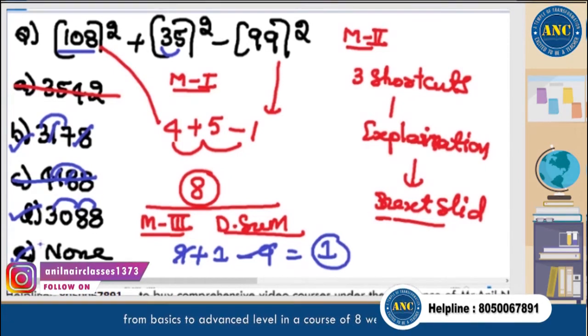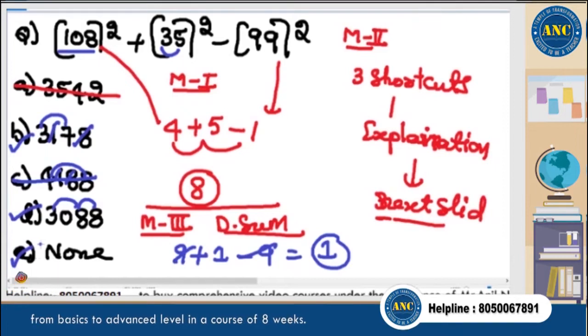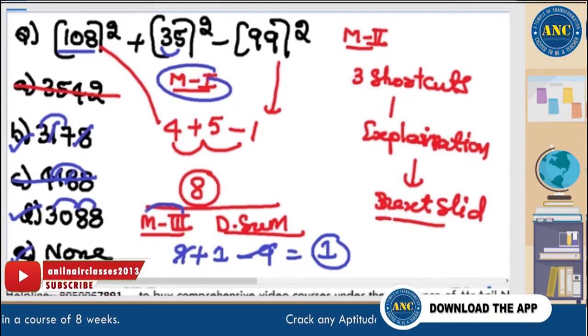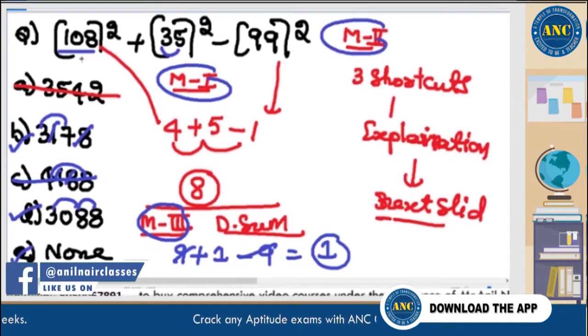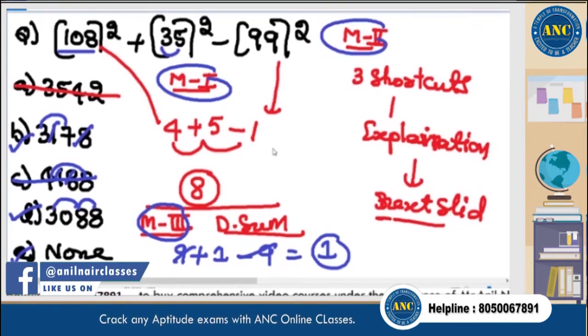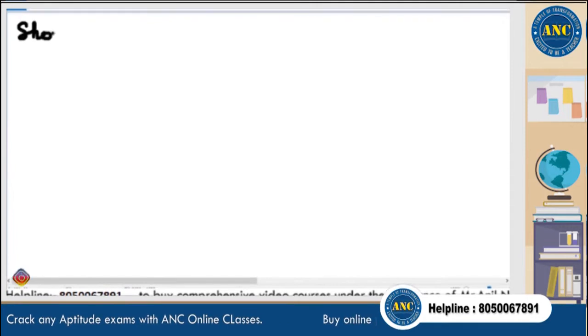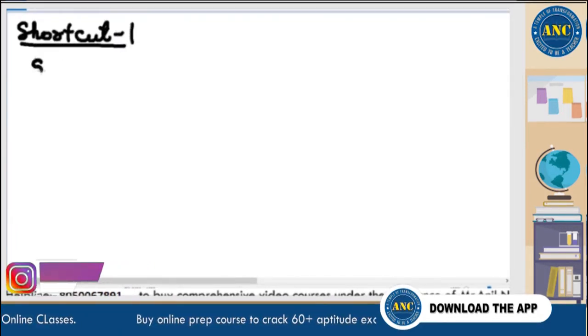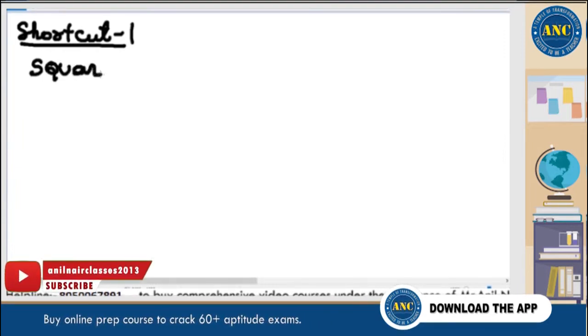So there are 3 options: method 1, method 2, method 3. I hope it is clear, right, sir? Please write down, I will explain 3 shortcuts. Shortcut 1, one by one, listen, sir. Squares of the numbers. Shortcut 1.